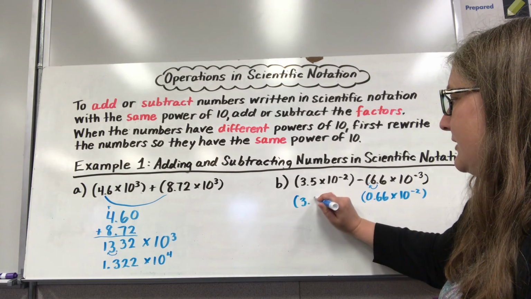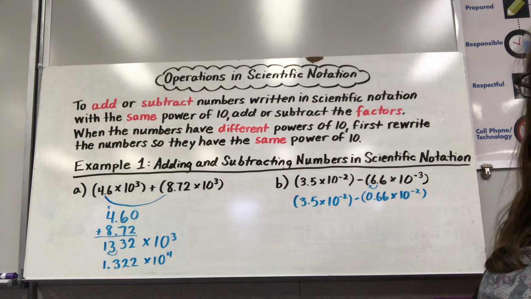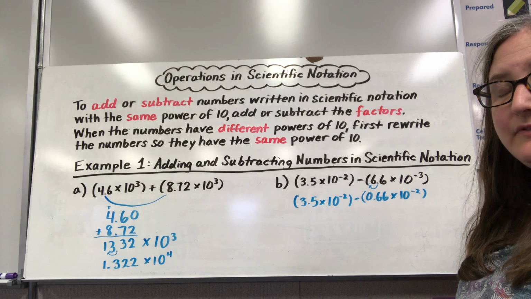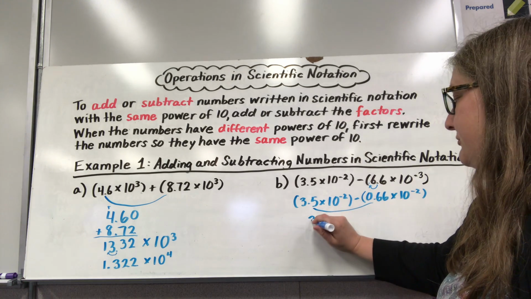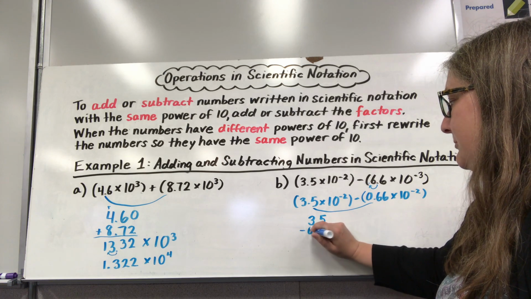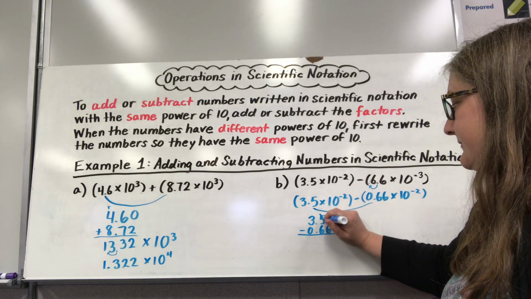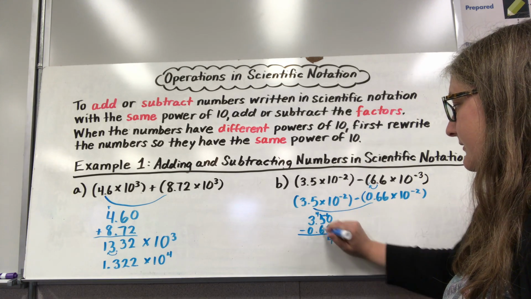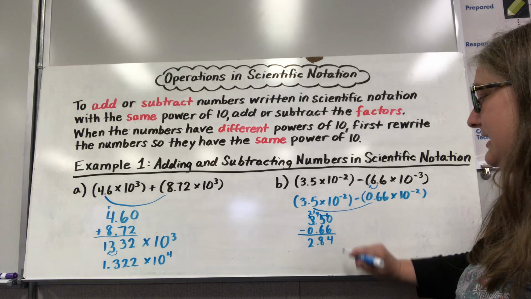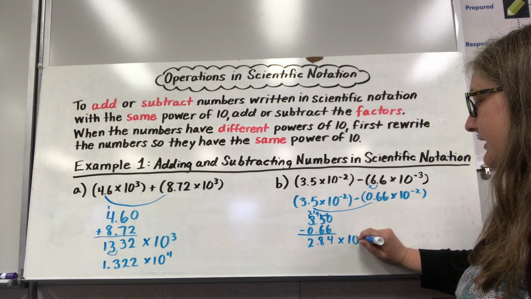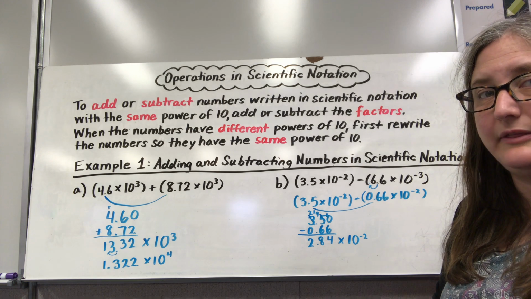So now I have an expression where both of my numbers in scientific notation have the same power of 10. So I'm just going to subtract my factors. So 3.5 minus 0.66, and add zeros into my empty space here. Have to do some borrowing to complete this one. And I get 2.84, and this will be times 10 to the negative second power. And this time my final answer is in scientific notation, so I don't have to do anything else to it.